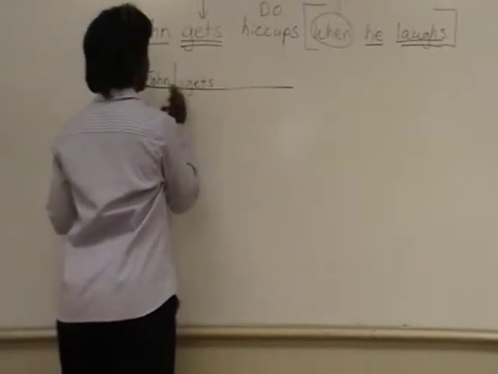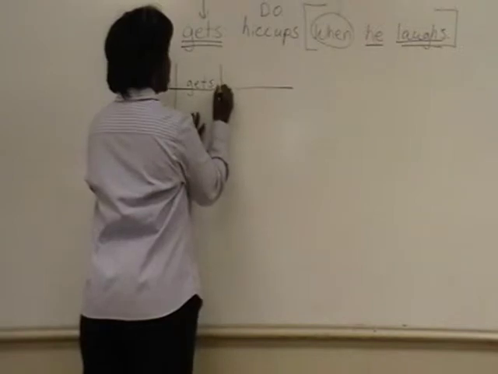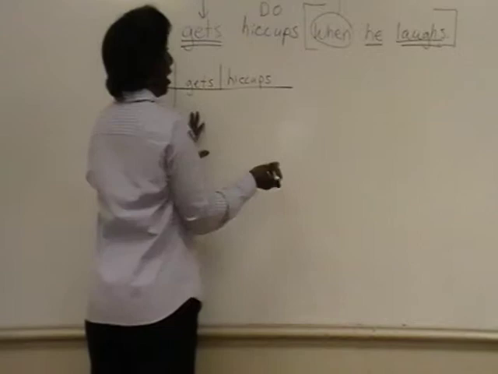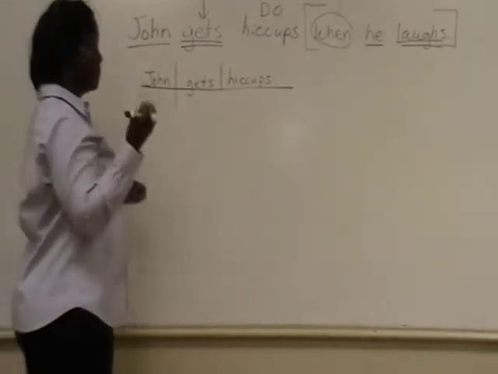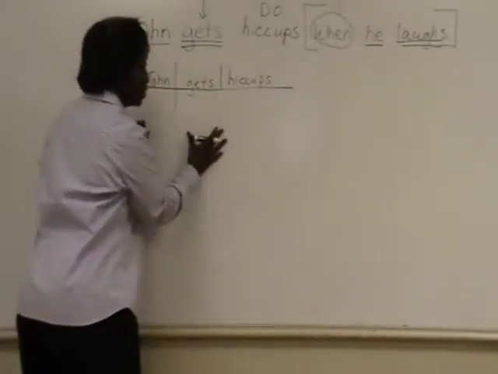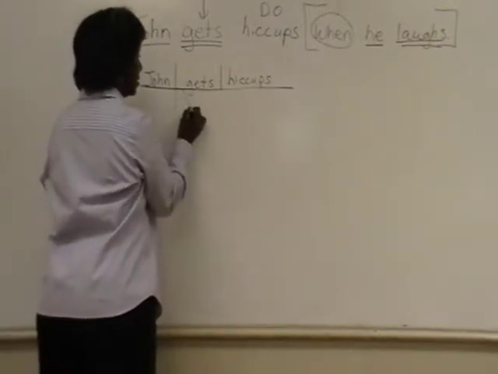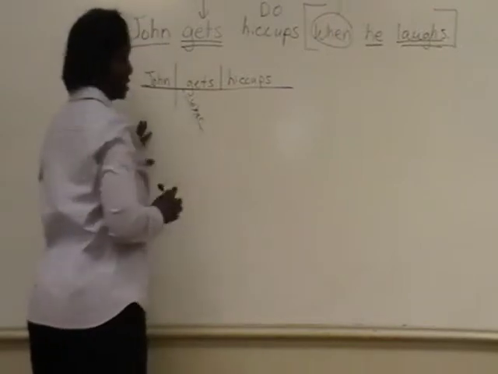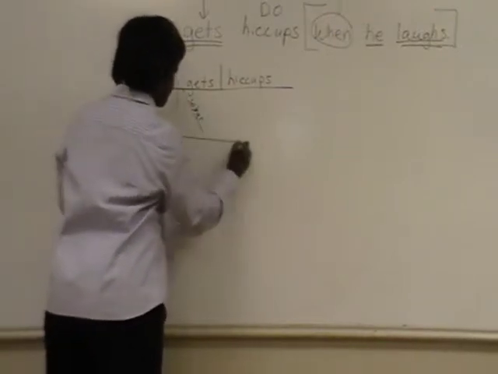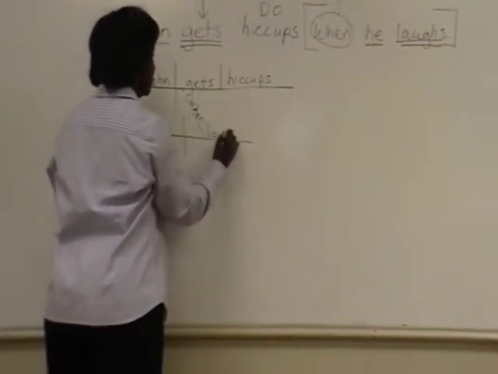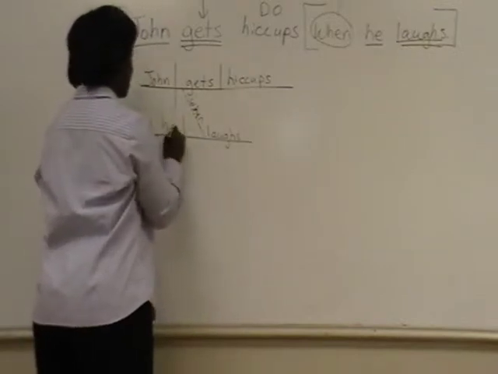John gets hiccups. Remember, we put our subject here, our verb here, and then we stop right there to put our hiccups for our direct object. And then the part "when he laughs," remember we put our conjunctions on a dotted line. Since this is subordinate, subordinate means it goes under the word that it is modifying. So "when" is actually going to go on this conjunction line. And I'm going to connect "when" to "laughs" and then put "he" there.